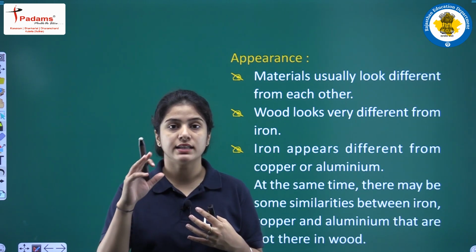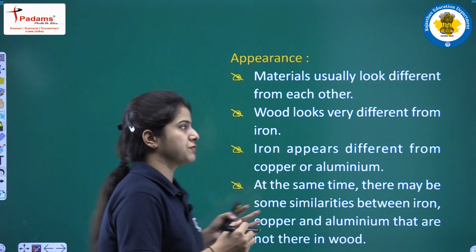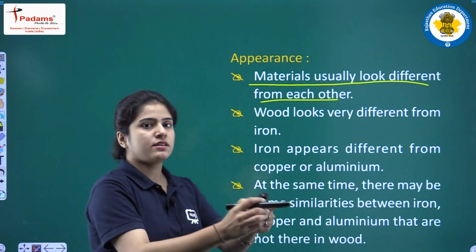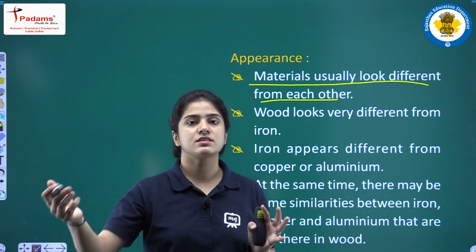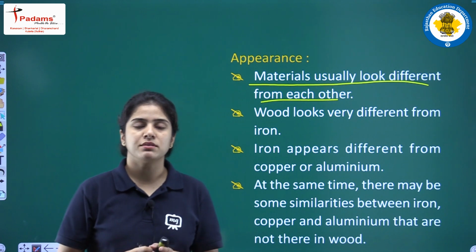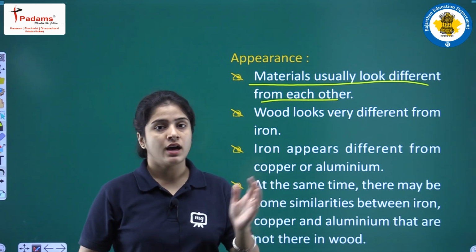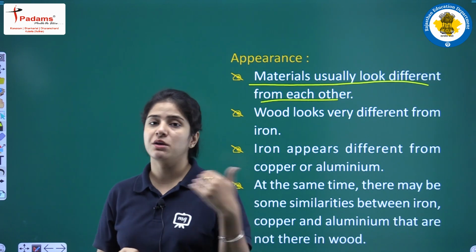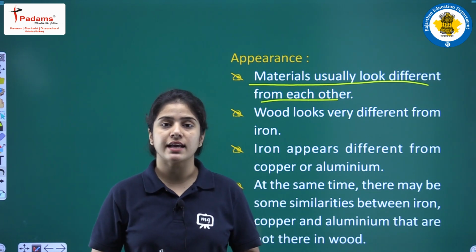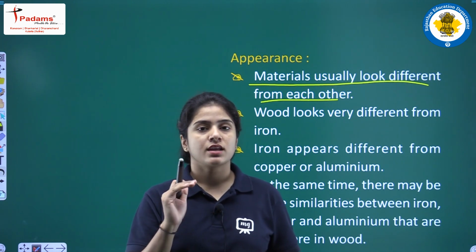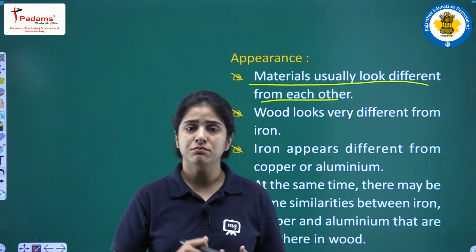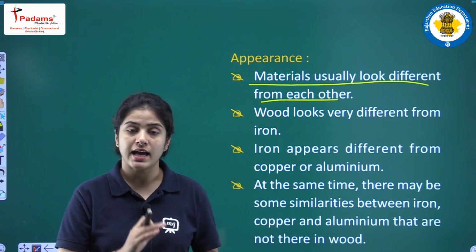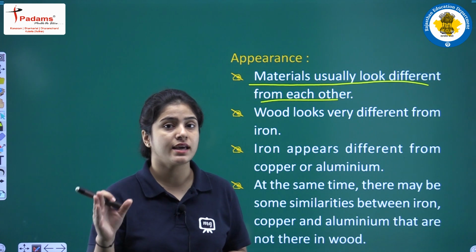Appearance means what the things look like. For example, materials usually look different from each other. There is a huge world and everything is different from each other, right? For example, wood is very different from iron. Iron is very different from copper. Copper is very different from aluminium. Aluminium is very different from tin, and so many things like that. But still, iron, copper, aluminium, tin, they all have some sort of similarities. Those similarities don't match with the case of wood.